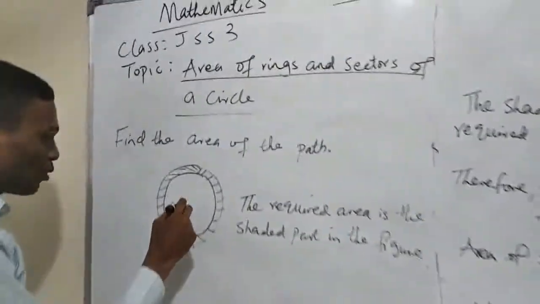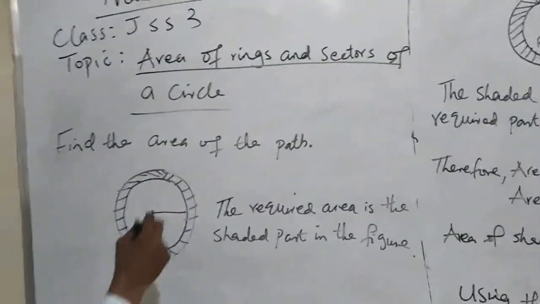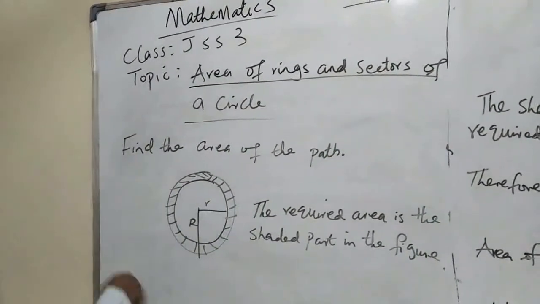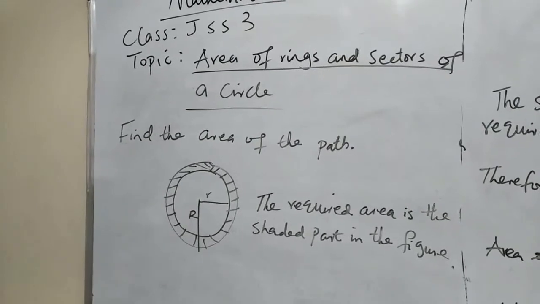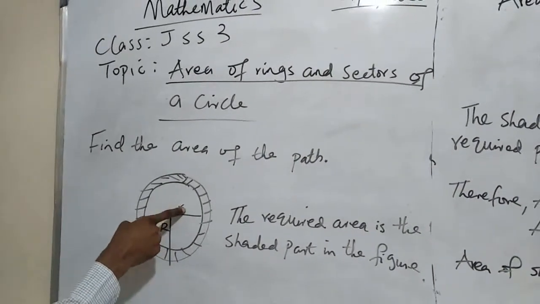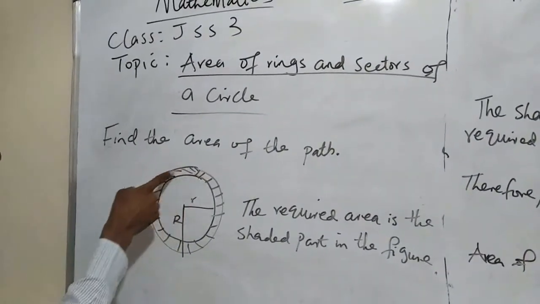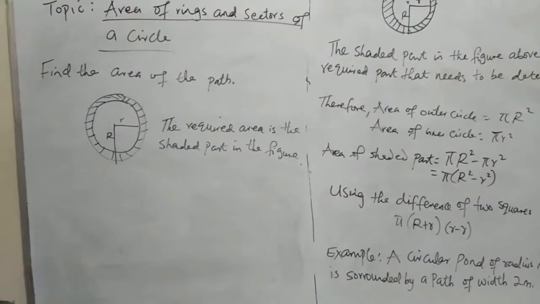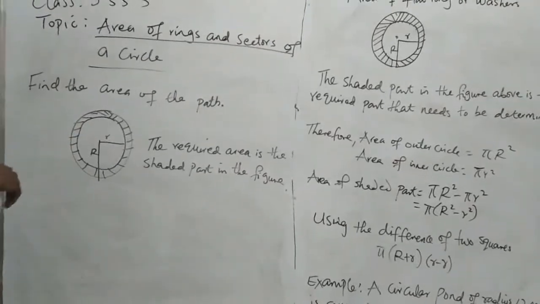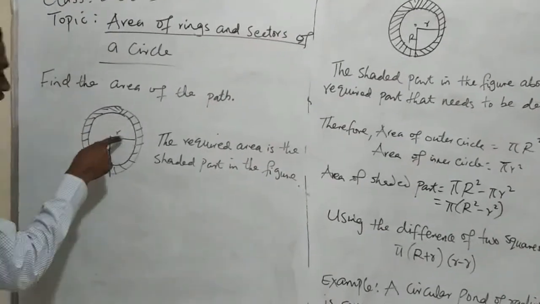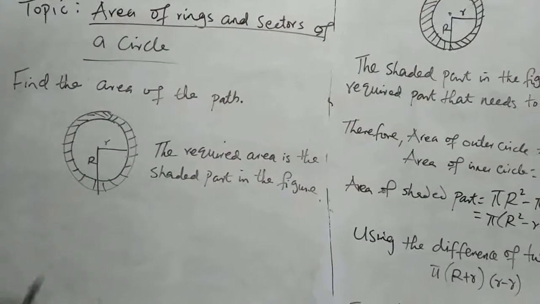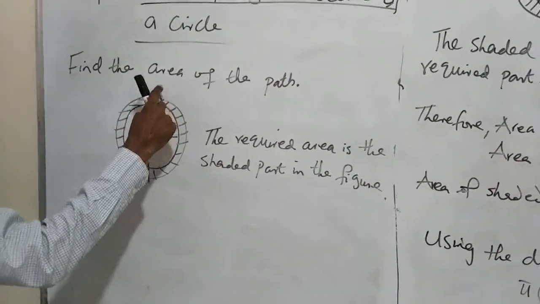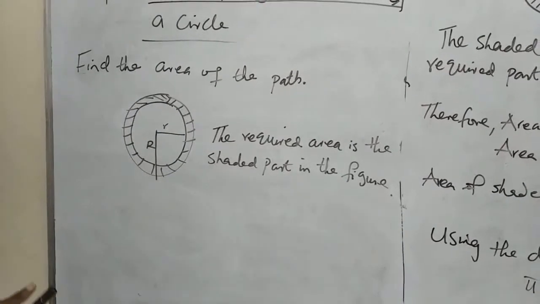Now we have our circular pond on the board. We have the small radius and this is the big one. We are told that this is our circular pond with radius 12 meters. That means our small r is 12 meters. But it has a pathway of width 2 meters, so the pathway is our width. We are now to find the area of the pathway.